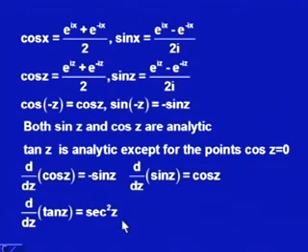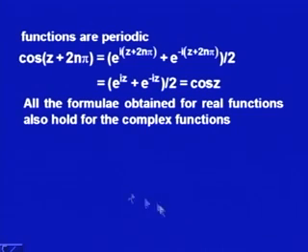Here one may notice that these formulas are very similar to what we have for real variables, because we know d by dx of cos x is equal to minus sin x, d by dx of sin x is equal to cos x, d by dx of tangent x is equal to sec square x. So the derivatives of sine and cosine functions of a complex variable are the same as what we had earlier for real variables. This is not all, other formulae can also be proved along the same lines.